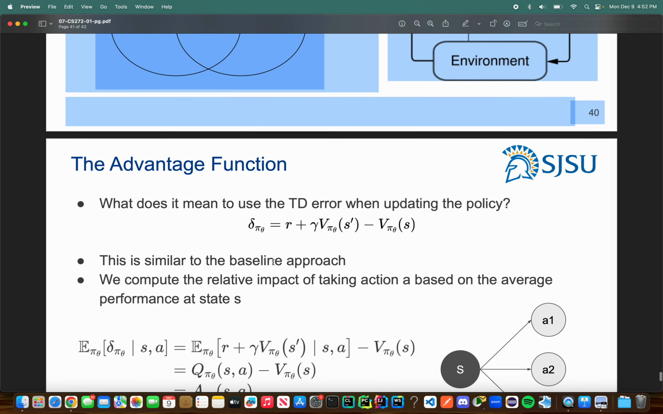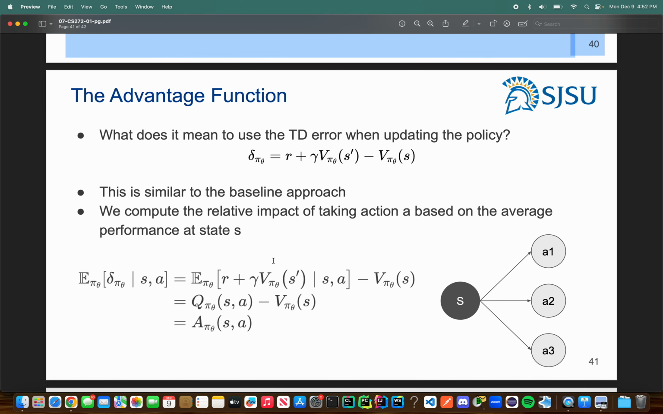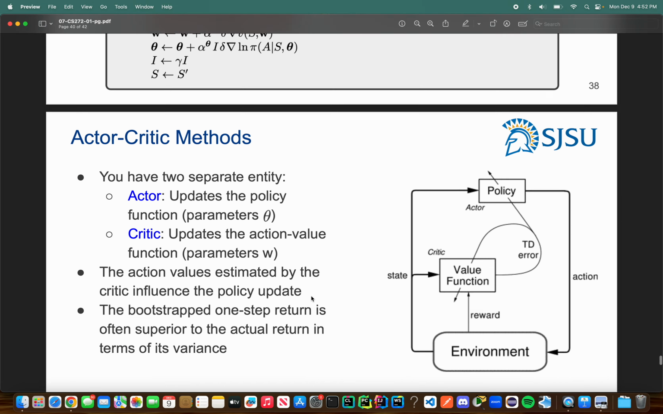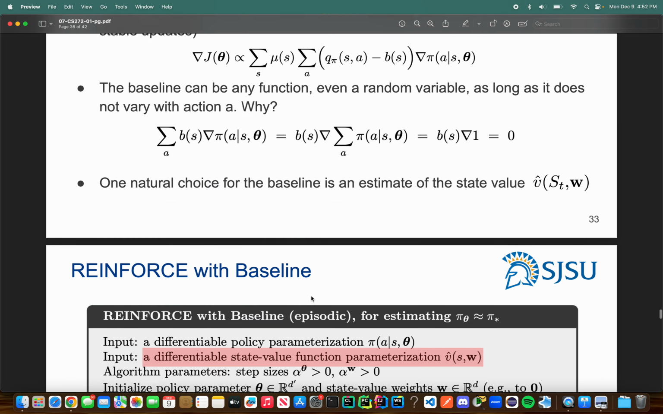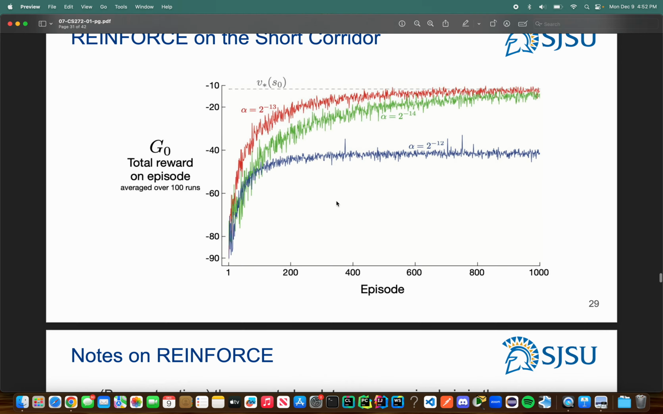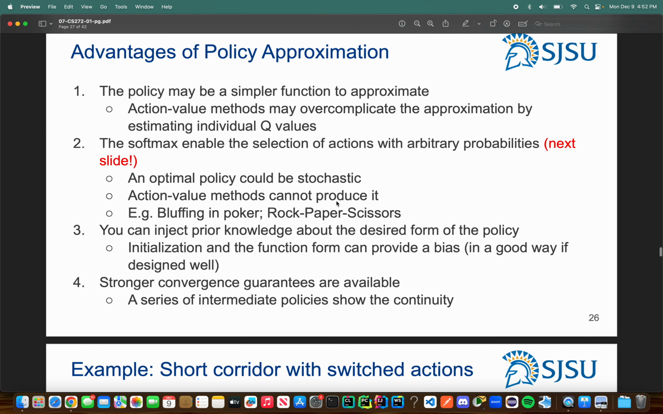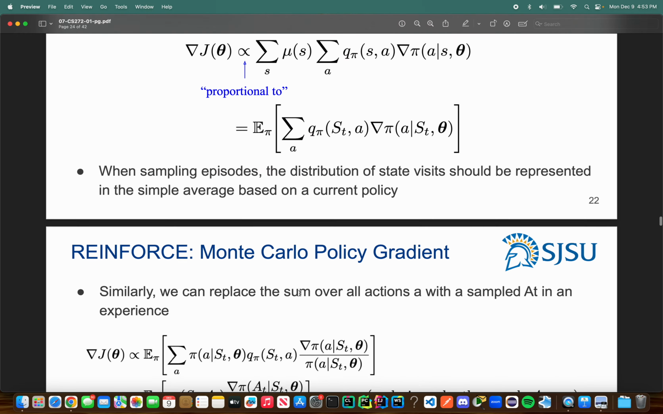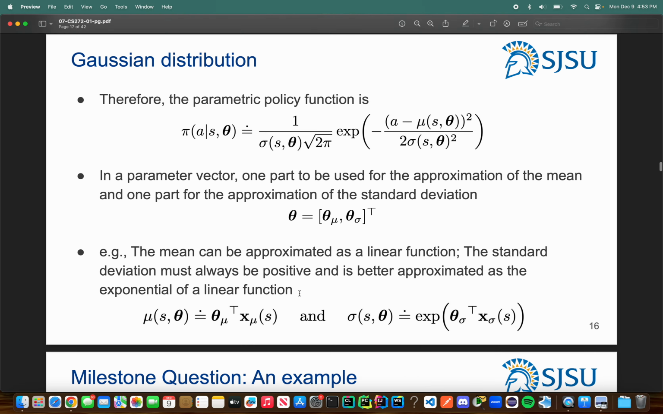And then the advantage function is basically a function that computes how good a particular action is over the average action taken from that state. So that's all for policy gradient. REINFORCE is pretty much the highlight of this chapter. I don't think I talked about this example too much, but that's okay. Cool. See you in the next one.